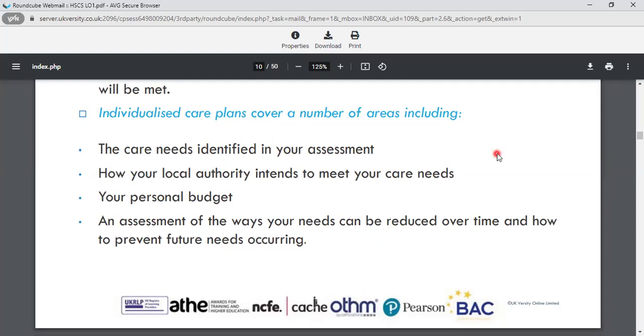The personal budget of that person should be reviewed. An assessment of the ways the needs of these people can be reduced over time and how to prevent future needs from occurring. So these are individual care plans, and these plans need to be discussed with the person who is under that care.